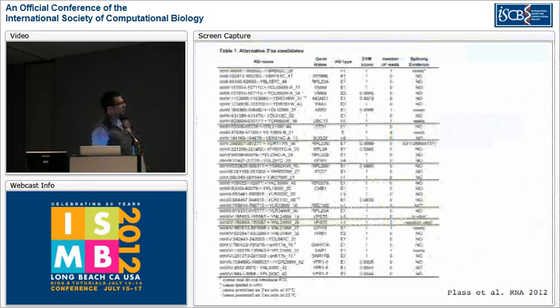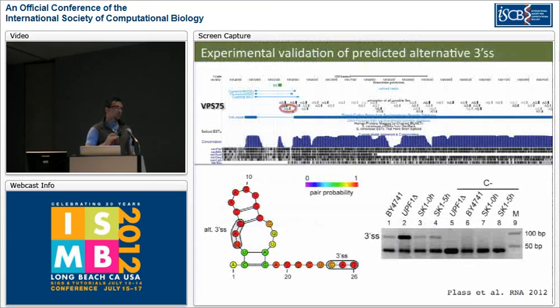Okay, so we selected the best 33 cases predicted as alternative sites, and then we went on to validate them. So remember, these are things which are predicted as false positives, but since our model is built at such a low false positive rate, then we think they are the best candidates.